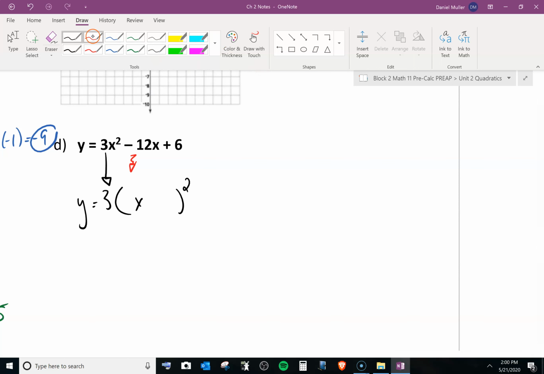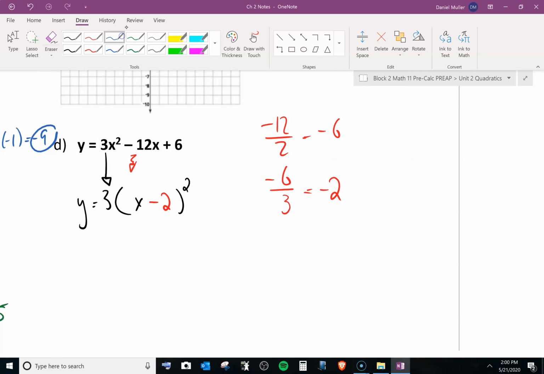So you take your middle number there, negative 12, and you cut that in half, just like we always have. And you get negative 6. Then you take negative 6, and you divide that by the number in front, just like we always have, but the number was always a 1. Here it's a 3. So you're going to take negative 6, divide it by 3, and you're going to get negative 2.